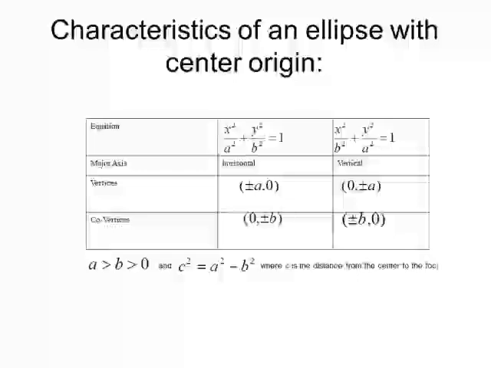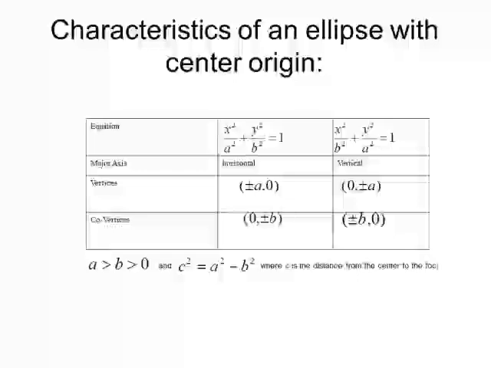So when under the x is bigger, it's horizontal. When under the y is bigger, it's vertical. And in this chart, A is always the bigger number. So our vertices are going to be in line with that longer axis. So if our graph is horizontal, the vertex should be in the A position for horizontal x. If it's vertical, then the A value would be in the y position. The co-vertices are the opposites.